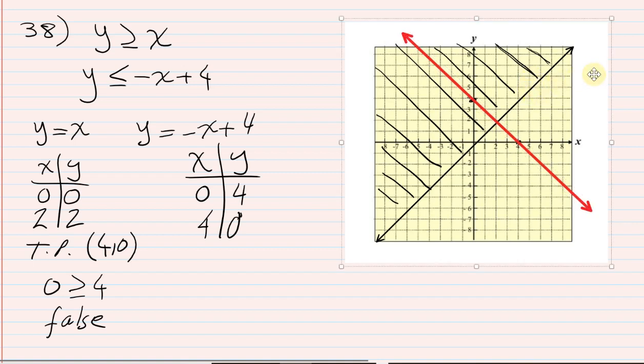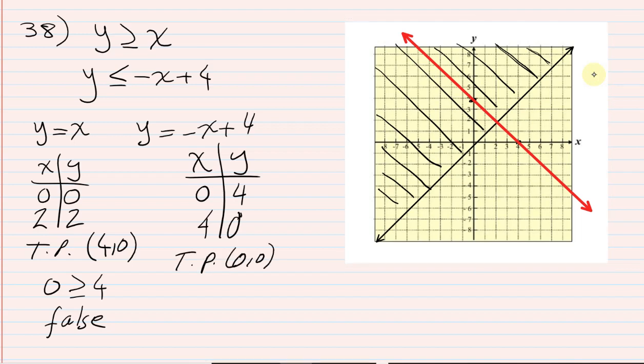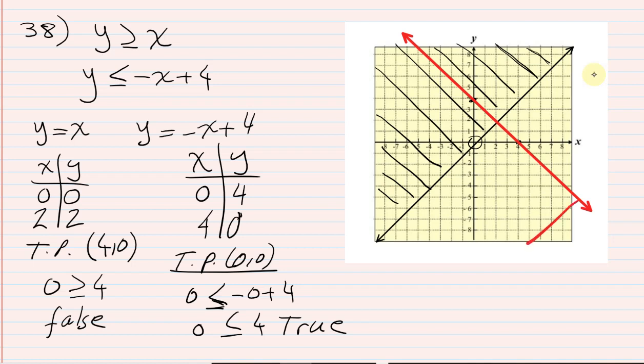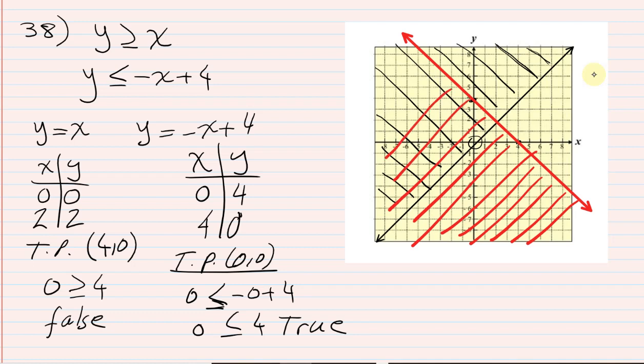Okay, now let's do our test point. My test point, again, the line doesn't go through the origin, so I'm back to 0, 0. 0 is less than or equal to negative 0 plus 4. 0 is less than or equal to 4. 0 is less than 4, right? Not equal, but less than is good enough. This is true. So now the origin is our test point. This point is actually a solution with respect to the red. So I'm just going to also make my shading in red. See, I just passed the origin. The test point is included.